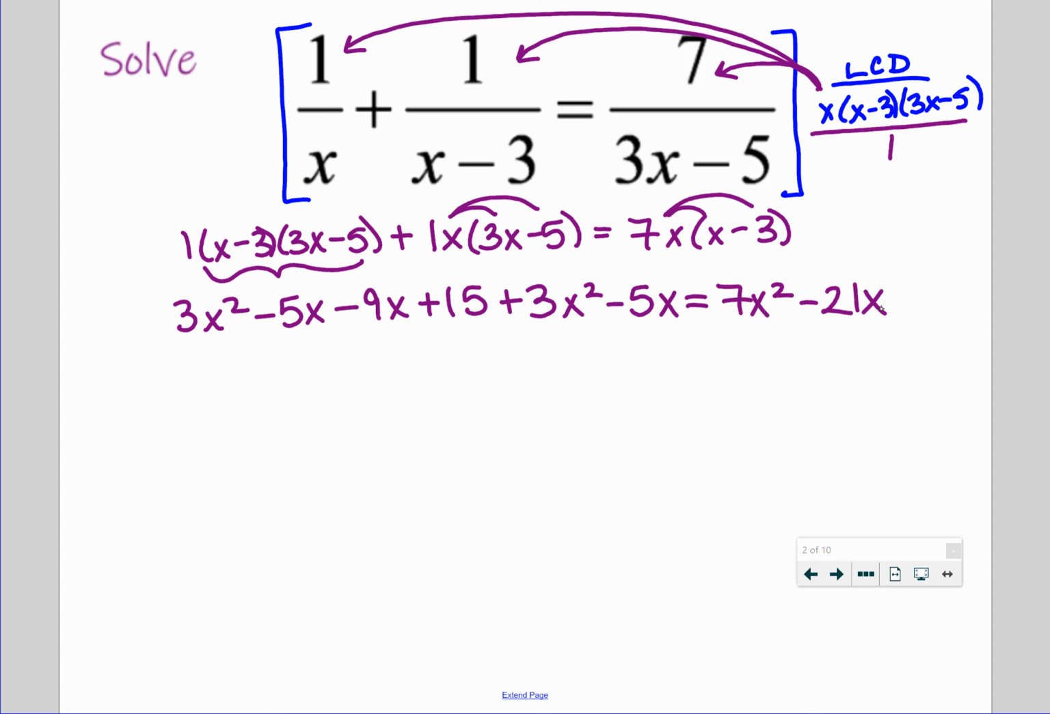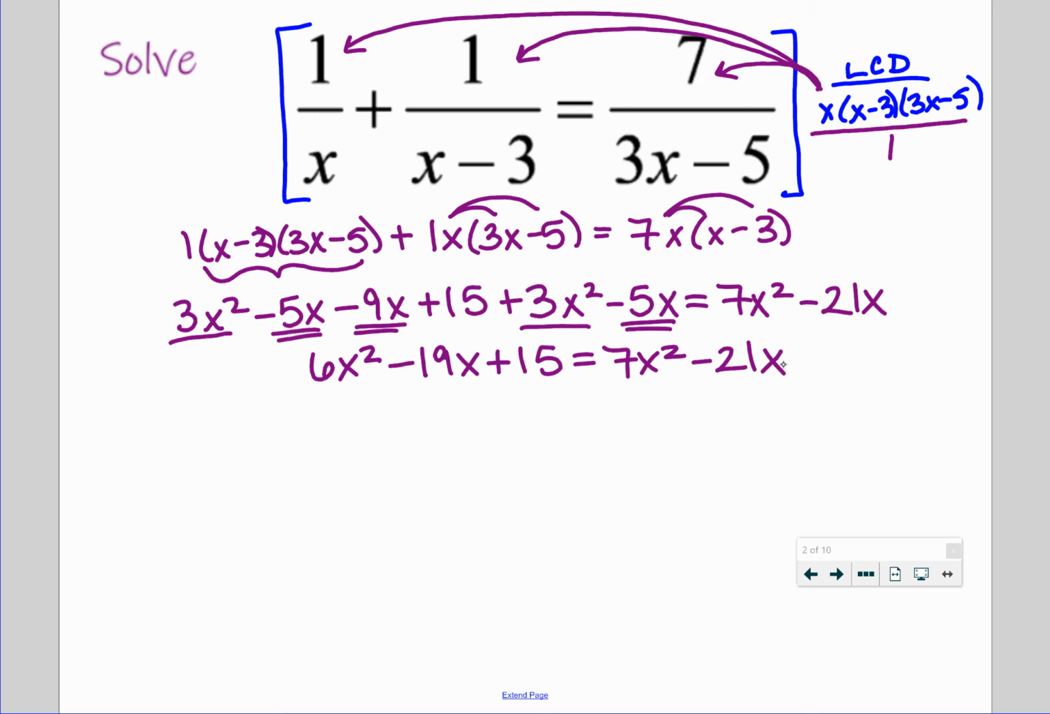I'm going to clean up each side a little bit here just by combining like terms. 3x squared and 3x squared give me a 6x squared. I have a negative 5x, another negative 5x, and a negative 9x. That's negative 19x plus 15. And on the other side, I have 7x squared minus 21x still.